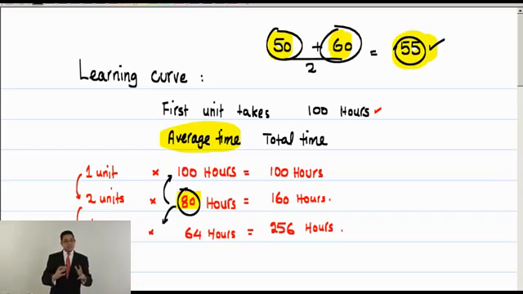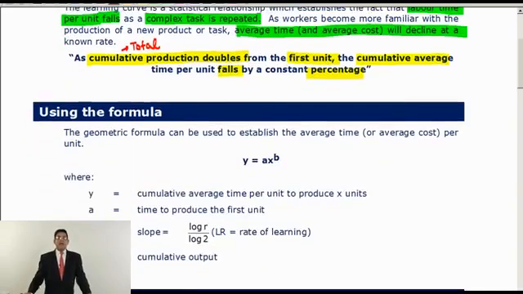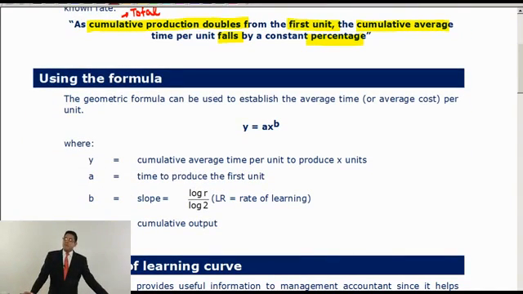Okay, this is the understanding of the definition of the learning curve. Now we are provided with a formula of the learning curve in the exam formula sheet, and the geometric formula is written in this way, which is y equals ax to the power b. Let's understand what this formula is and how it works. It is to establish the learning curve.